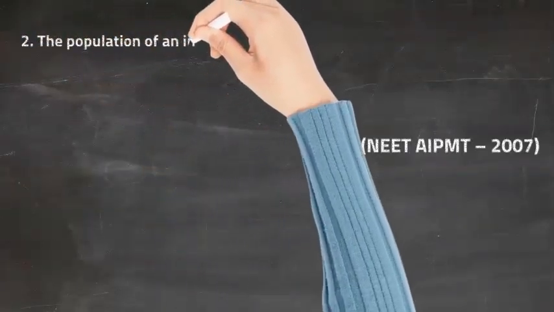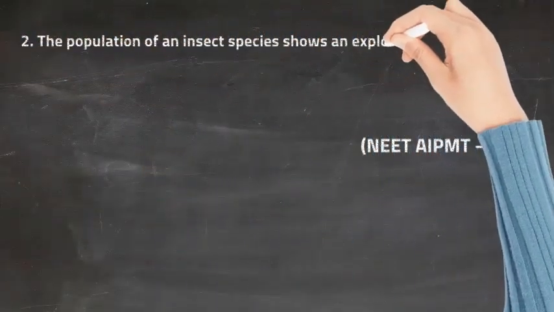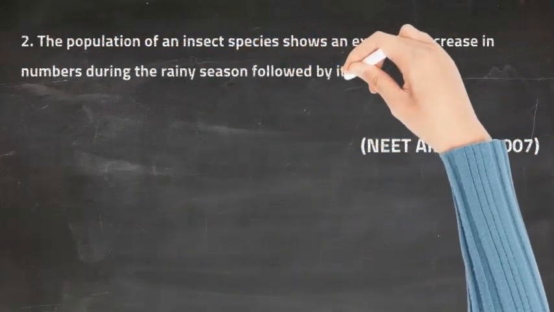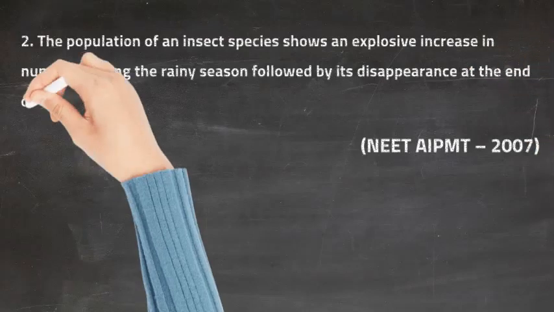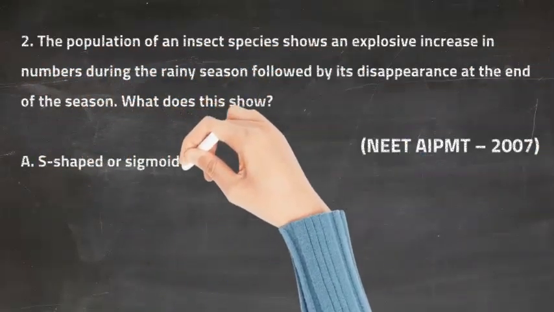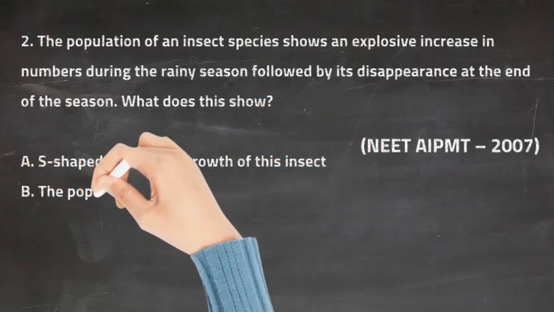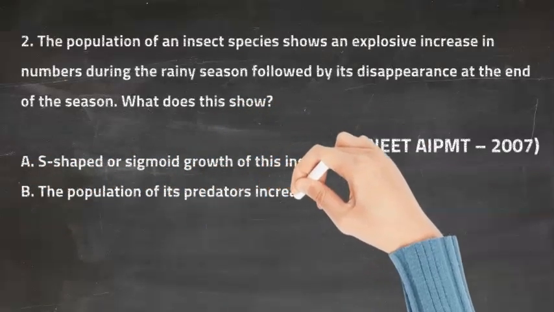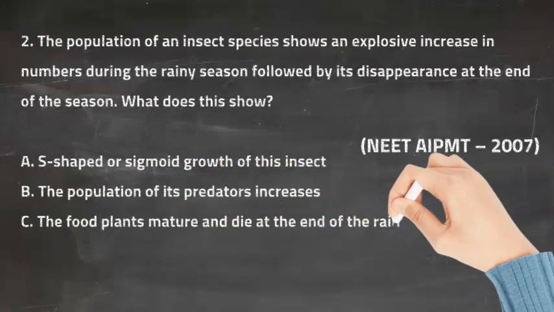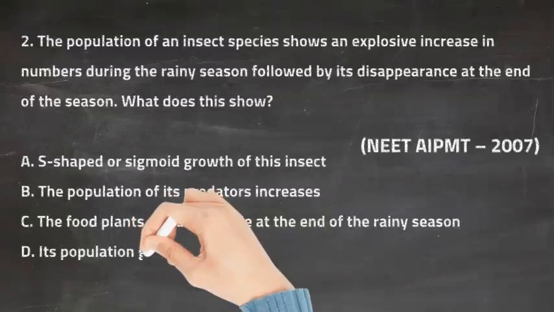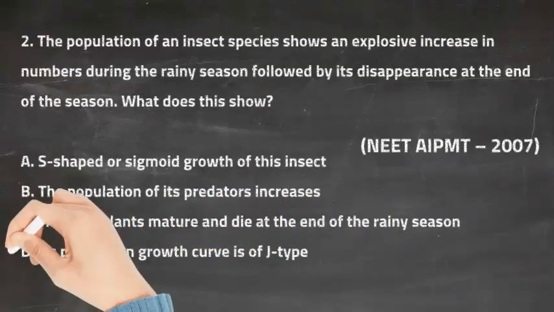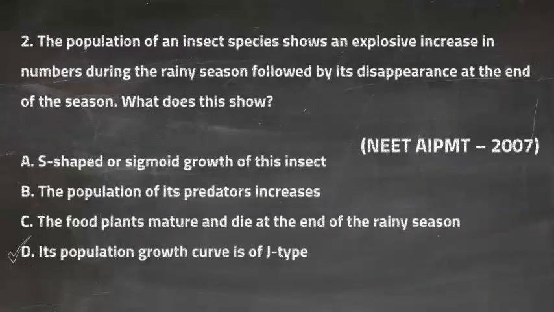Question second. The population of an insect species shows an explosive increase in numbers during the rainy season, followed by its disappearance at the end of the season. What does this show? Option A, S-shaped or sigmoid growth of this insect. Option B, the population of its predators increases. Option C, the food plants mature and die at the end of the rainy season. And option D, its population growth curve is of J type. The right answer is option D. Its population growth curve is of J type.